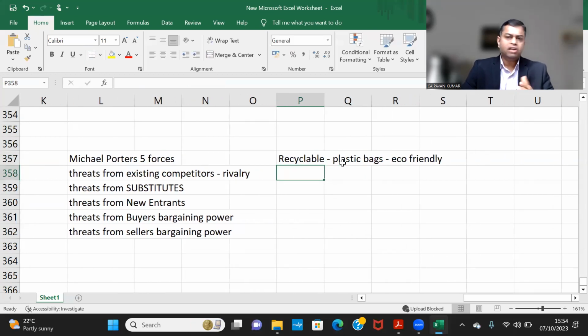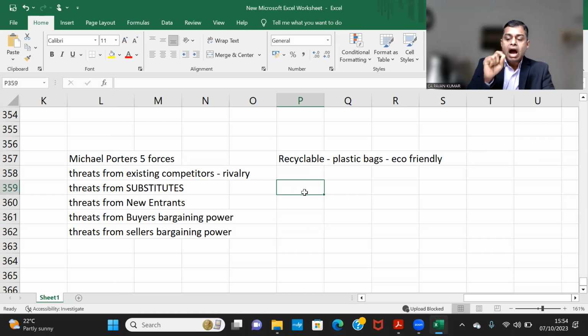There is no problem to the environment. You are an eco-friendly plastic bag manufacturer. Plastic bags which are less than 55 microns or something, they are harmful. But recyclable plastic bags, if you are manufacturing and selling, that is okay. People nowadays have awareness of all these things.